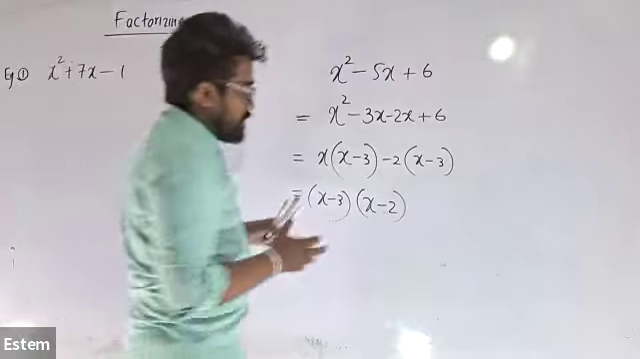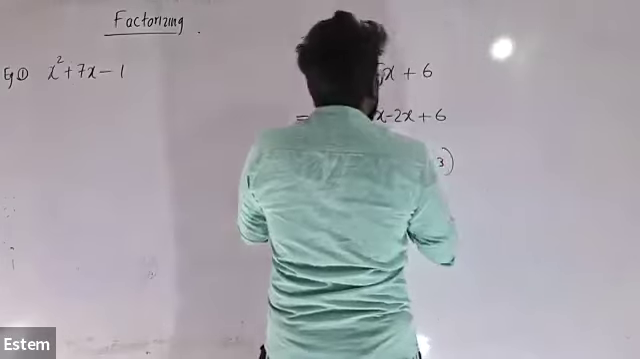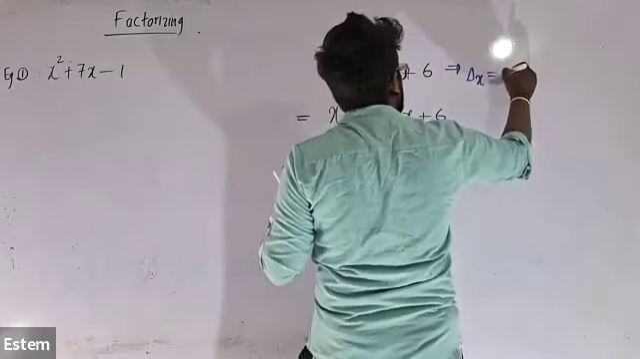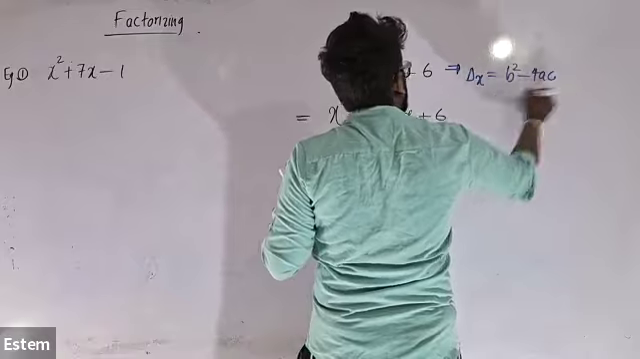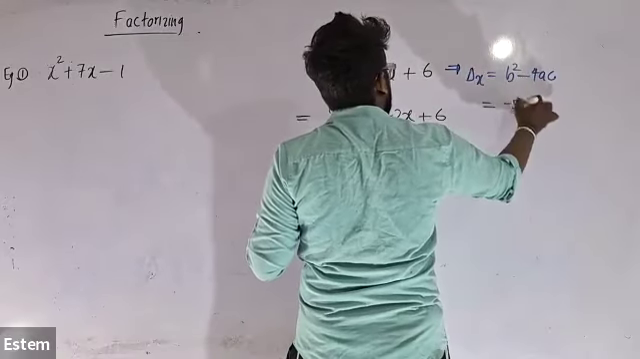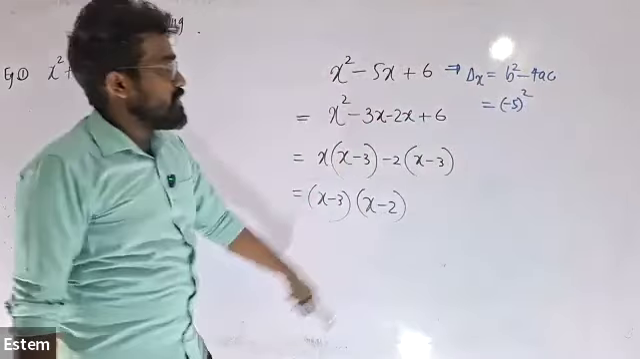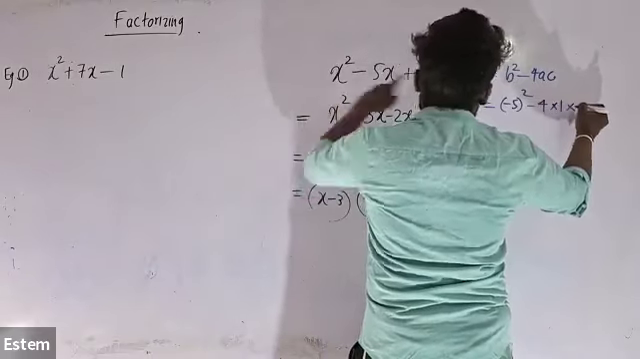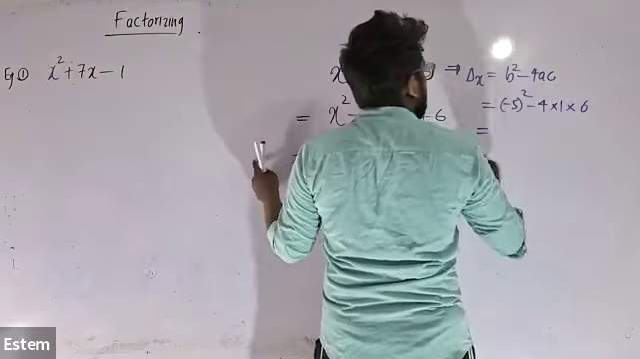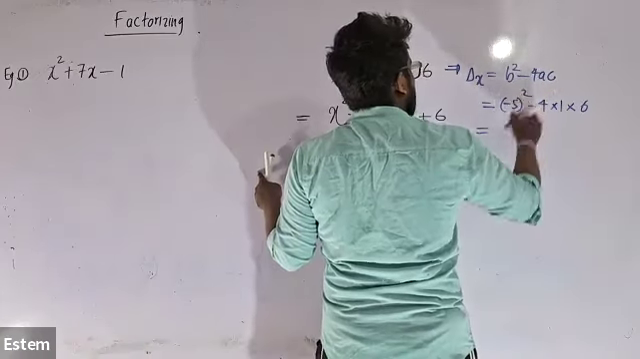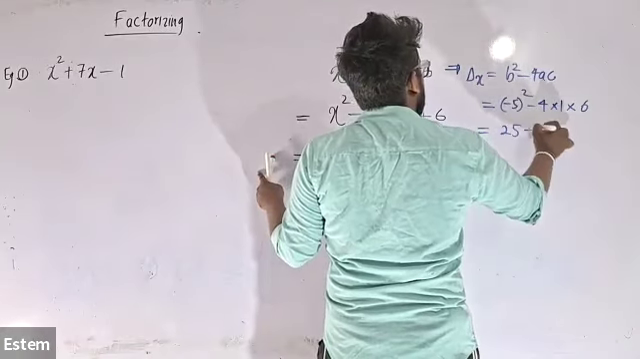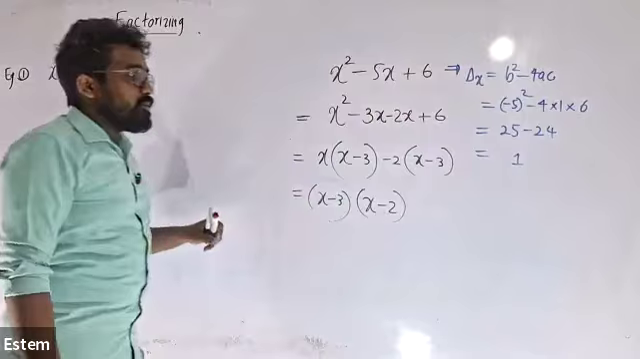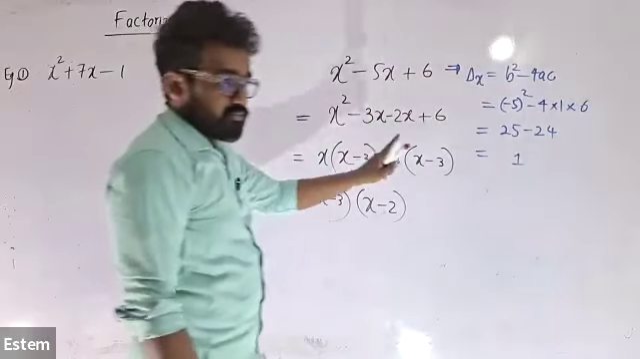Okay, but please wait and check the discriminant of this. The discriminant is b squared minus 4ac. Now b is minus 5, a is 1, c is plus 6. Minus 5 squared is 25, minus 24, so it is 1. Okay, 25 minus 24 is 1.